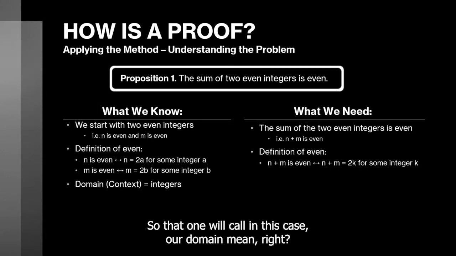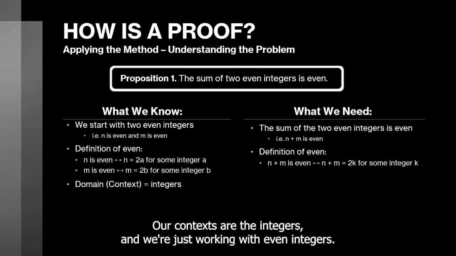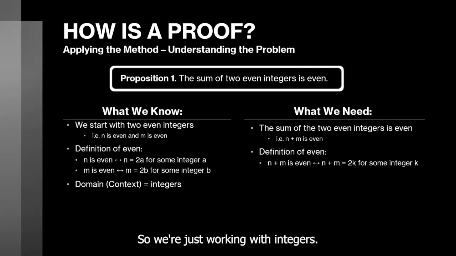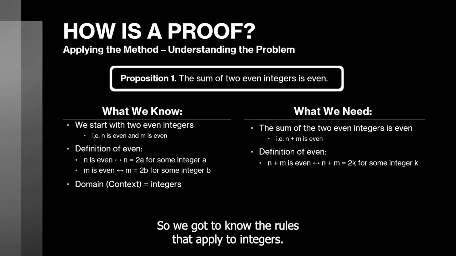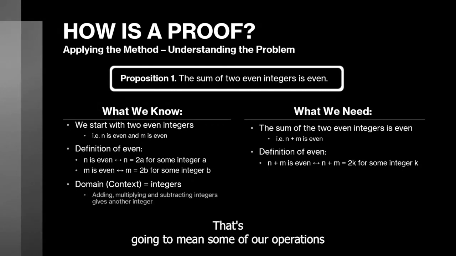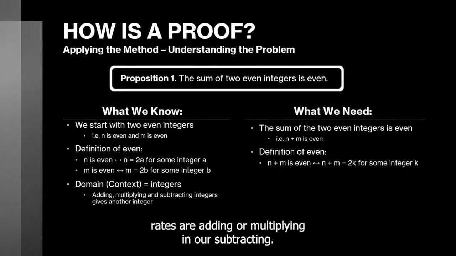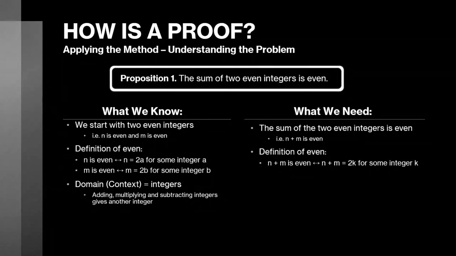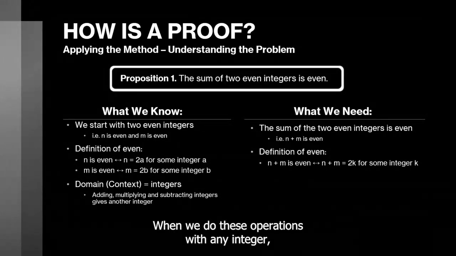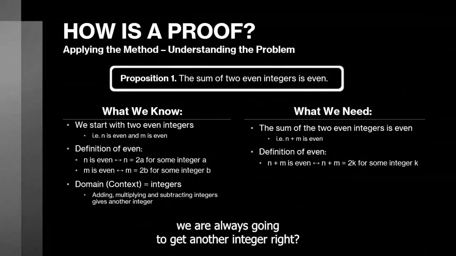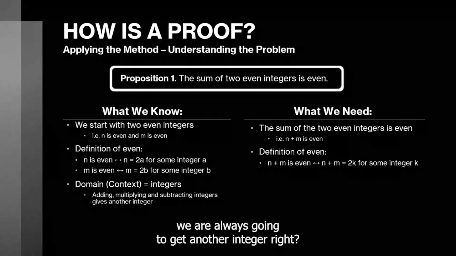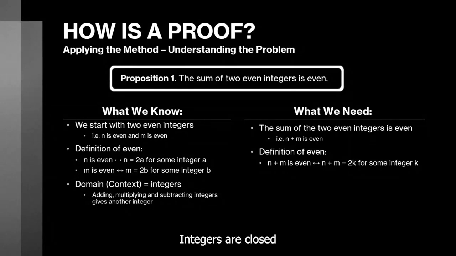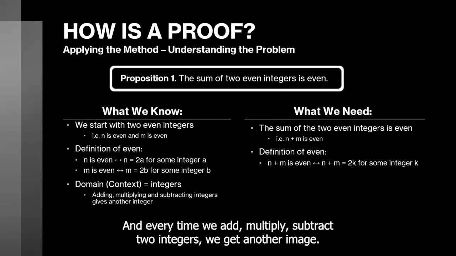In this case, our domain, our context, is the integers. We're just working with even integers, so we're just working with integers. So we've got to know the rules that apply to integers. That's going to mean some of our operations: adding, multiplying, and subtracting. When we do these operations with any integers, we are always going to get another integer. Integers are closed under addition, multiplication, and subtraction. Every time we add, multiply, or subtract two integers, we get another integer.